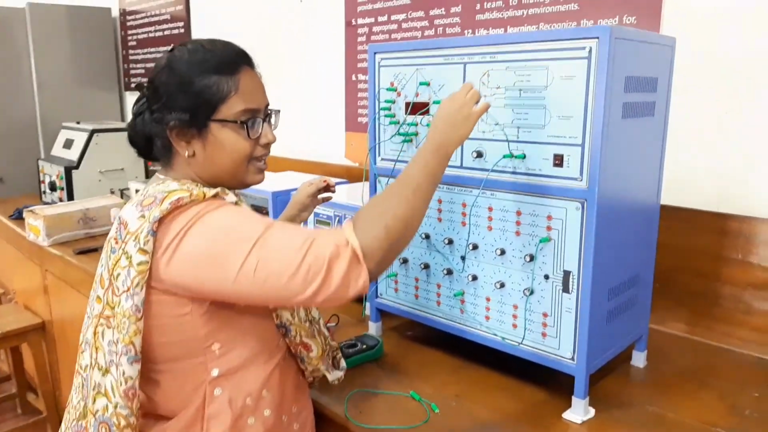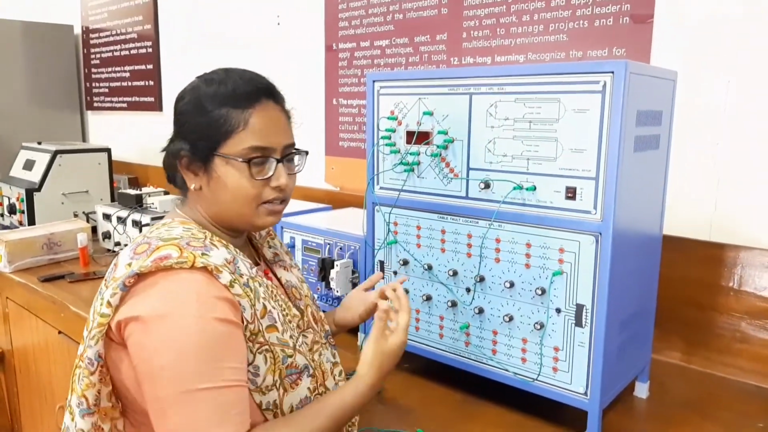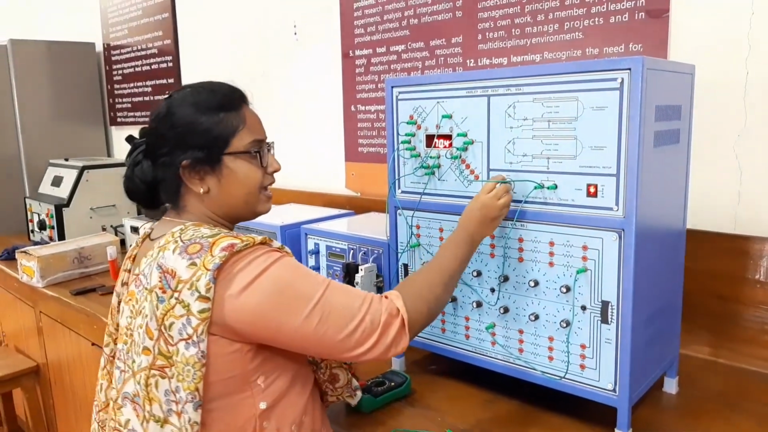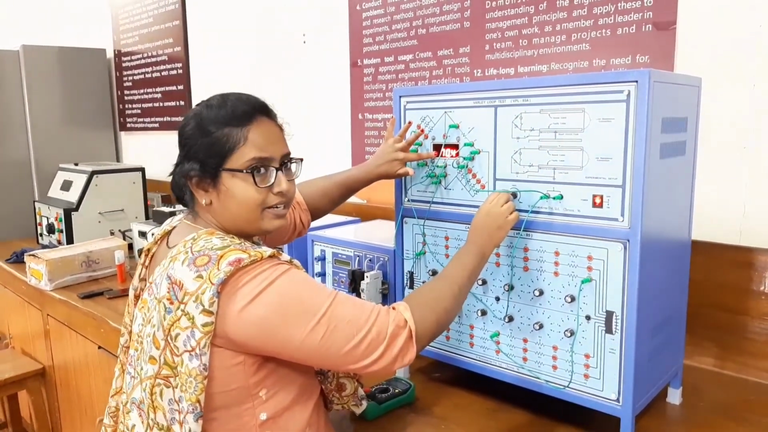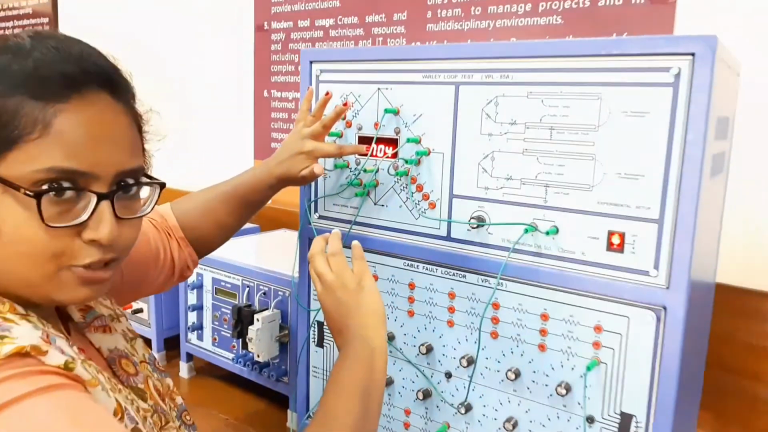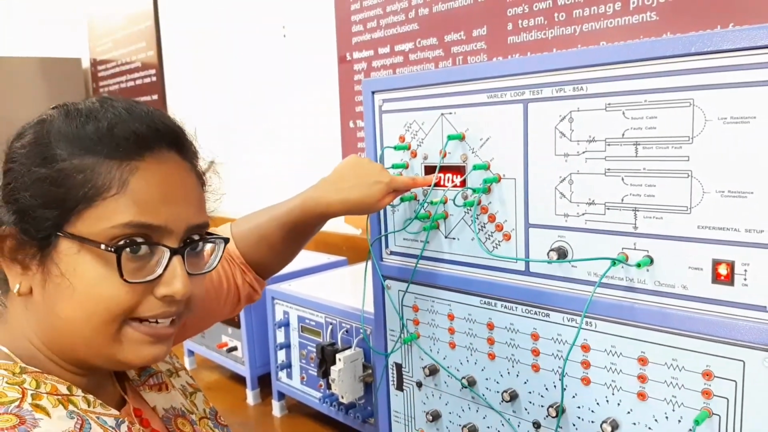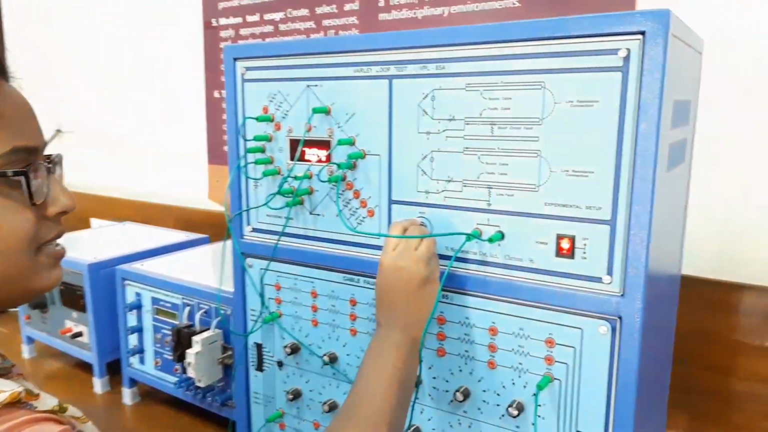Again the same thing will be done. Turn it on. Once you turn it on, again you have to adjust this potentiometer. The potentiometer has to be modulated in such a way that the galvanometer reading is 0. So again make it 0.